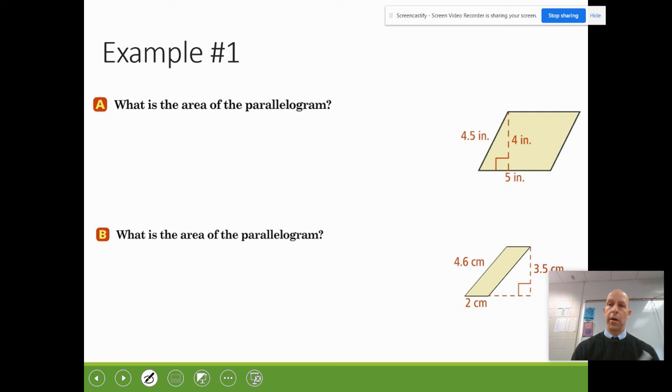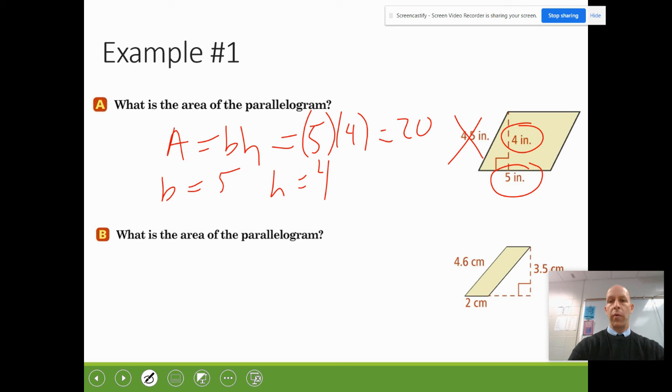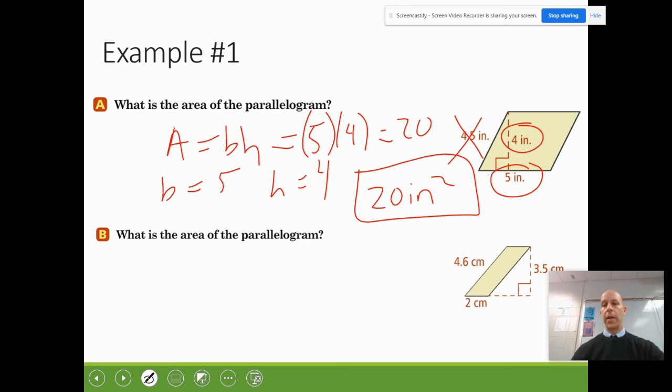So I've got my calculator here to help me answer these. If I want to find the area of the parallelogram here on the left, I'm just going to say that area is equal to B times H. It looks like B in this case is 5, and it looks like H is 4. That's the height. This is not the height. So it's simply 5 times 4, which is 20. And so it would be 20 inches squared. That's your answer.